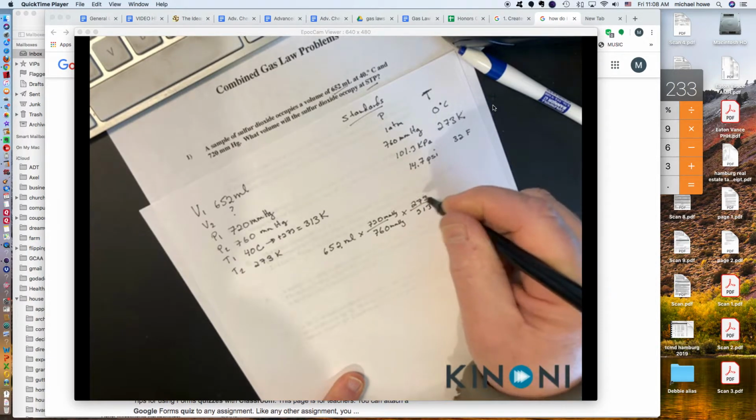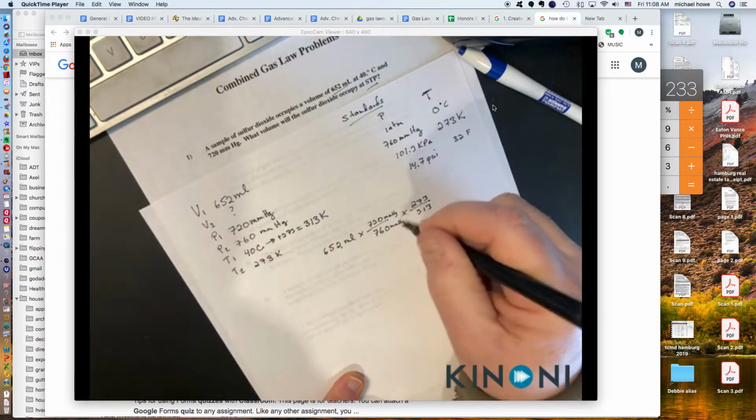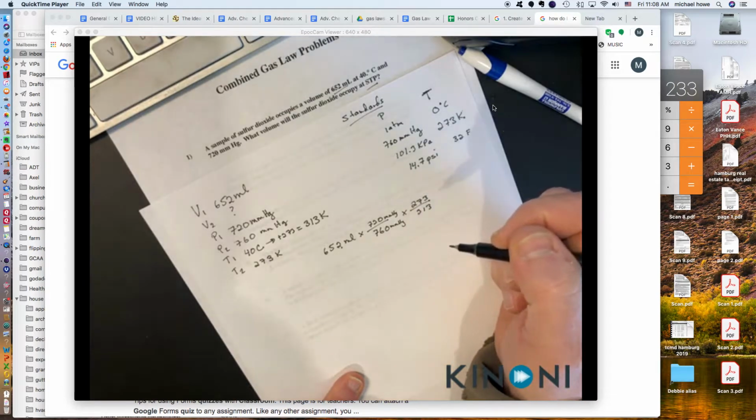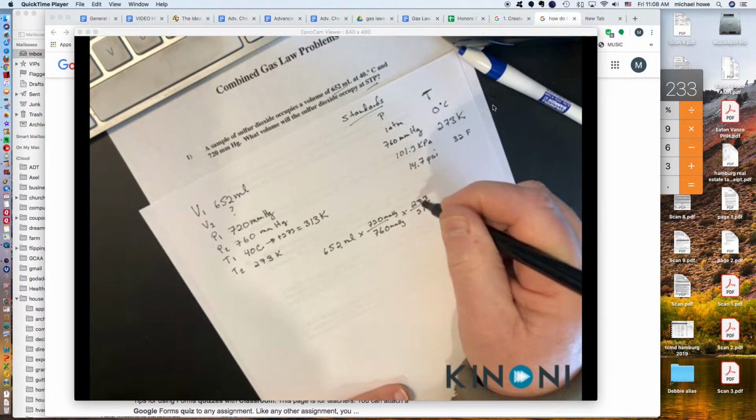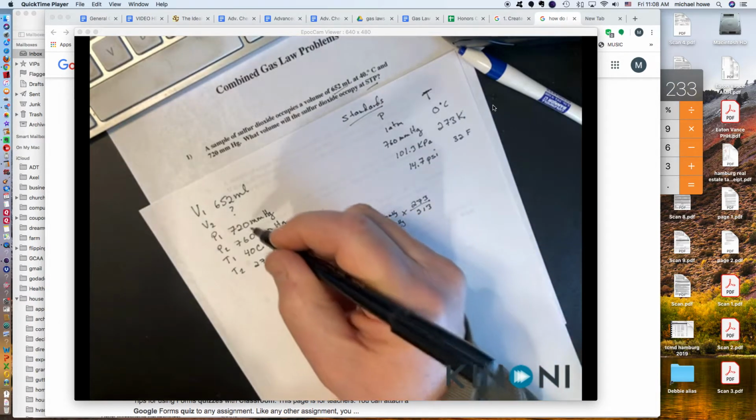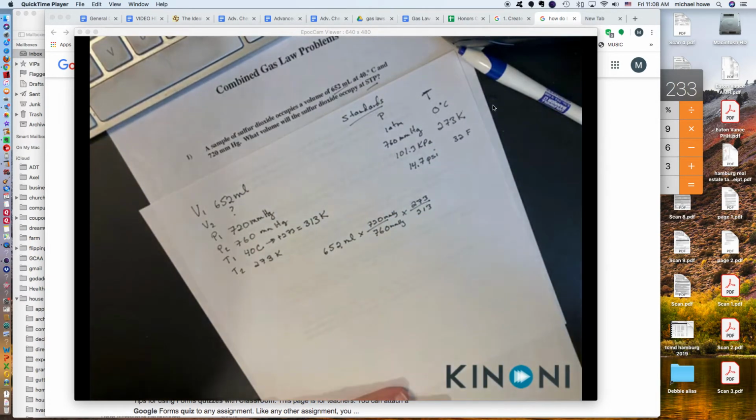Since this ratio is less than 1, it makes the volume get smaller. If I had flipped the ratios, it would make these numbers bigger, but our changes told us that the numbers are supposed to get smaller.